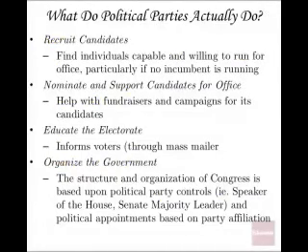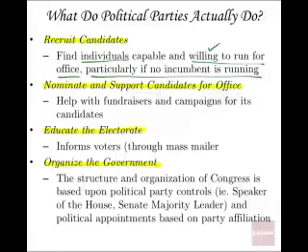All right, so what do political parties actually do? There are four things they are known for doing. One, they recruit candidates. Two, they nominate and support candidates for office, which is a natural follow-up from number one. Three, they educate the electorate, and four, they organize the government. The first thing they do is find individuals capable and willing, and that's the key, you've got to be willing to run for office, particularly if no incumbent is running, especially if there's a competitive race.